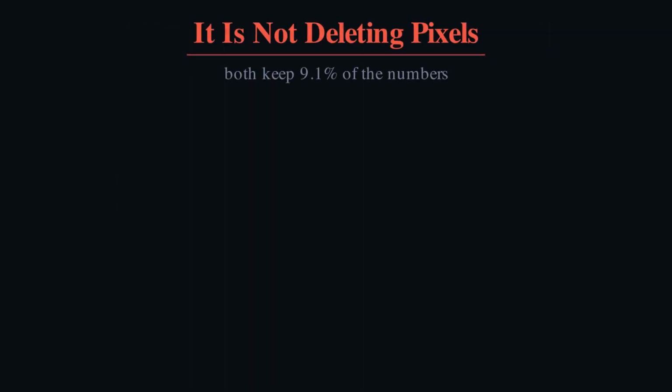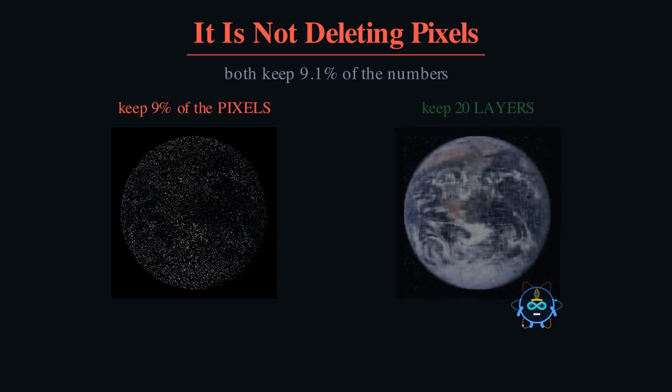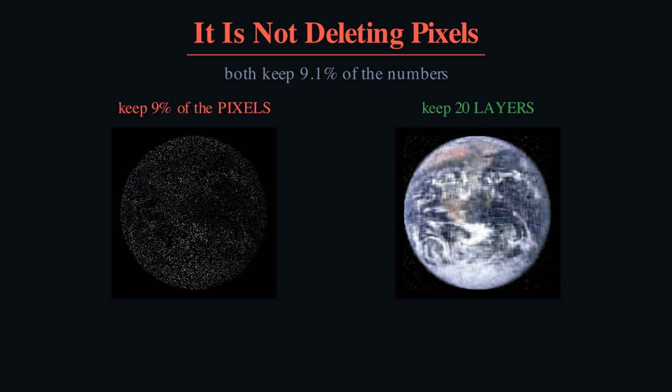One more thing, because almost everyone gets this wrong. People assume compression means throwing away pixels. So let us spend the exact same budget both ways. On the left, keep 9% of the pixels and bin the rest. On the right, keep 20 layers, the same 9% of numbers. 95% error against 17. 5.5 times better from the same number of stored values.